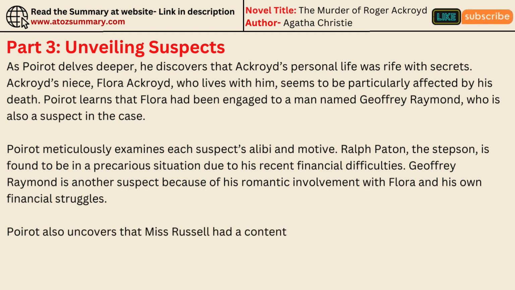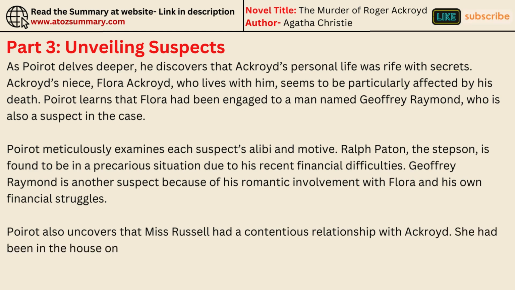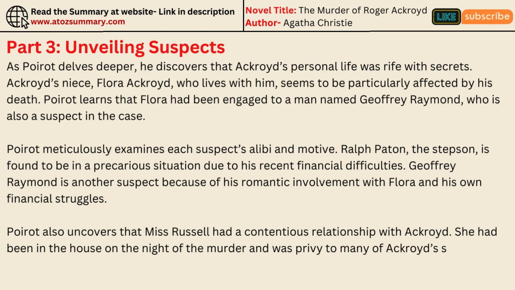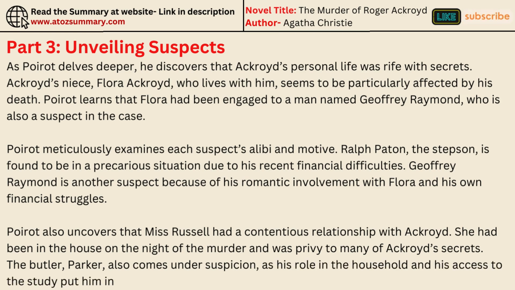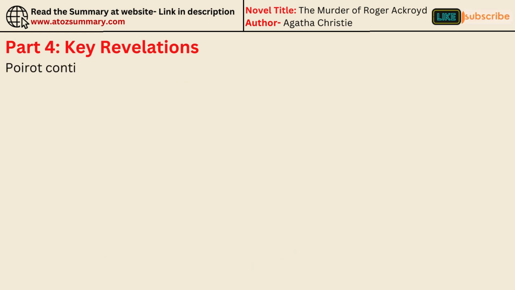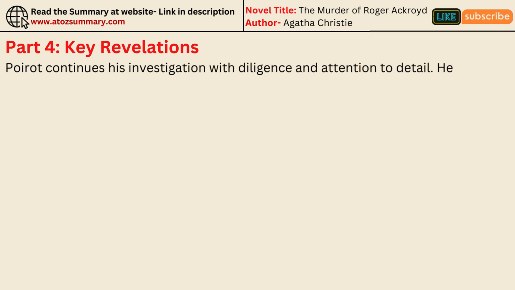Poirot also uncovers that Miss Russell had a contentious relationship with Ackroyd. She had been in the house on the night of the murder and was privy to many of Ackroyd's secrets. The butler, Parker, also comes under suspicion, as his role in the household and his access to the study put him in a questionable position. Poirot continues his investigation with diligence and attention to detail.